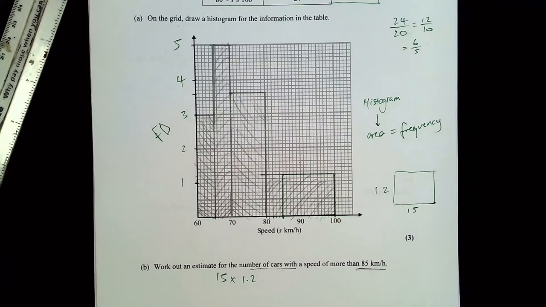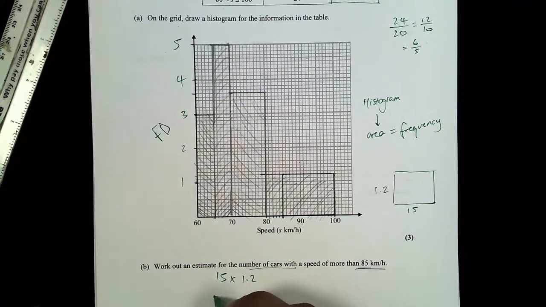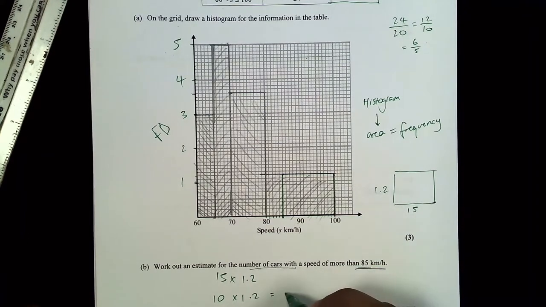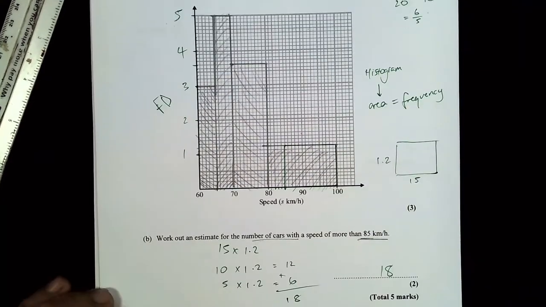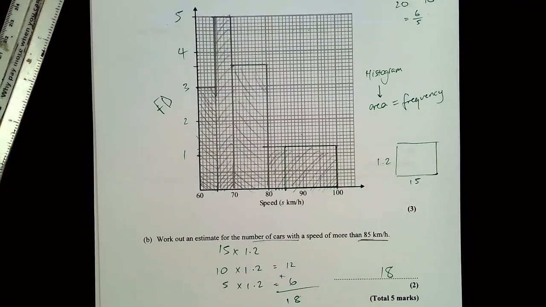Perhaps not the easiest thing to do without a calculator, but there's like a million ways you could do it. So I could do 10 times 1.2 and 5 times 1.2 and add them together. So that's 12 and 6, add it together, 18. There you go, 18. Sorry, move it down a bit.